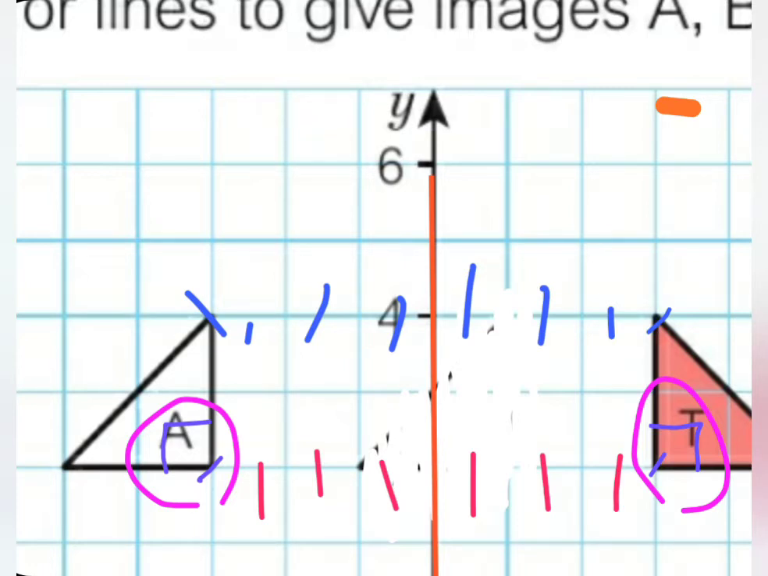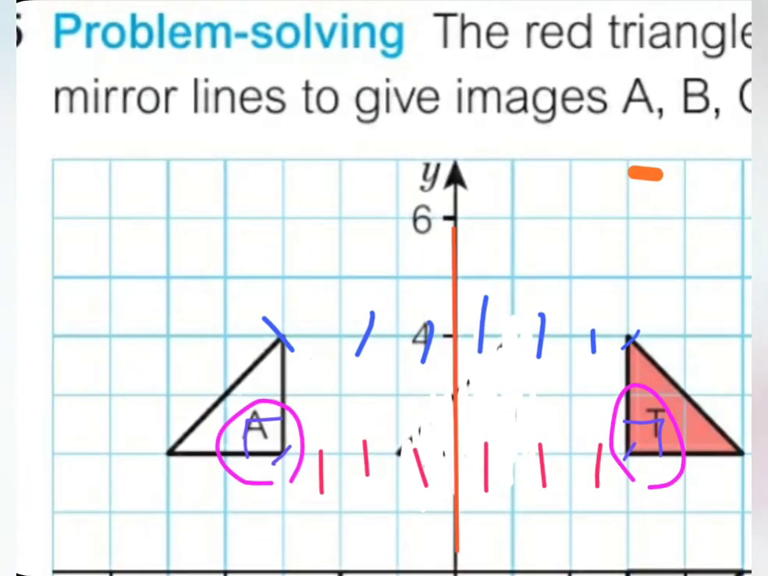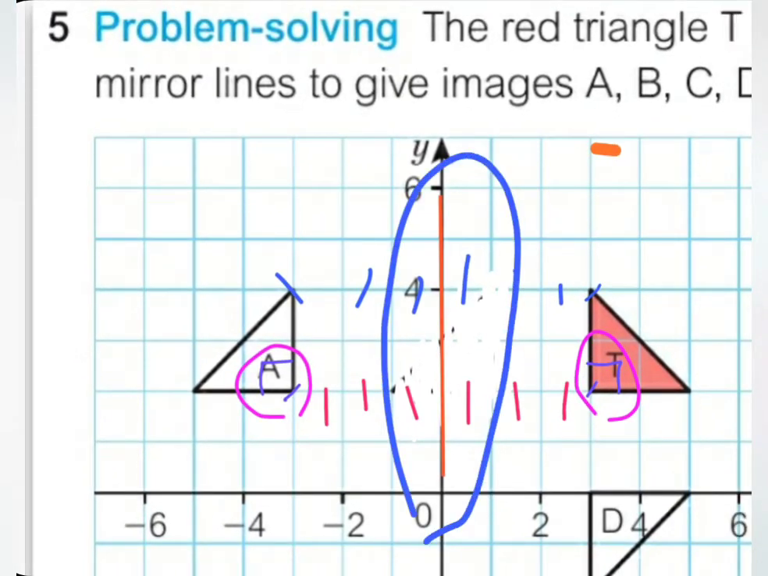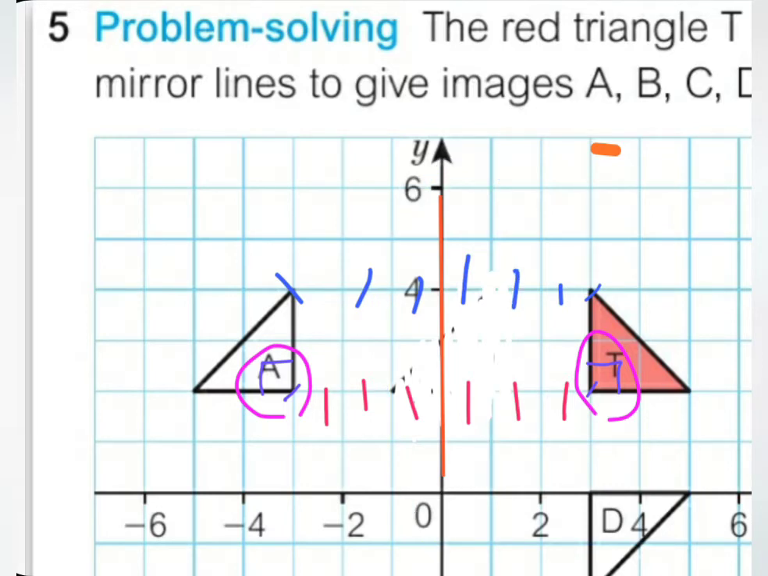Now, this is the first step, finding the line itself. Now, describing the line itself. How do we describe a line? Now, to describe the line, how do you describe this mirror line? Very good. This mirror line is on the y-axis. So, to answer this, we're going to say the y-axis. The mirror line is y-axis. Very good. Now, to answer the first question, shape T to image A, the mirror line is the y-axis.